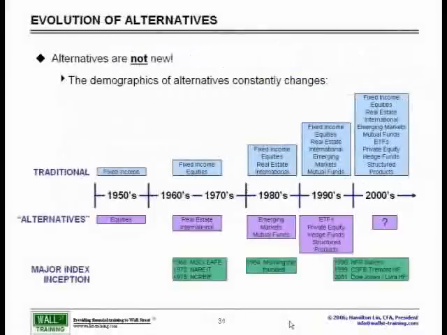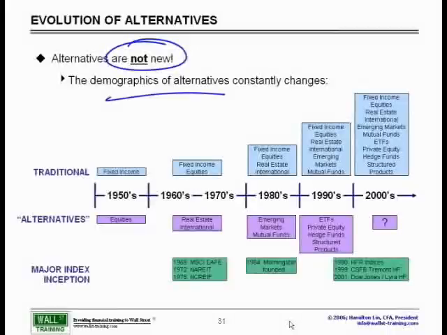Let's take a look at the evolution of alternatives. They're actually not new. And in fact, the definition of what is an alternative asset class constantly changes. Take a look at the timeline. In the 1950s or so, the traditional asset class to invest in was actually fixed income. Then, the alternatives were actually considered equities. That's something that we can't comprehend quite at this moment in the 2000s and beyond. However, yes, at some point, equities were considered alternative, high risk.